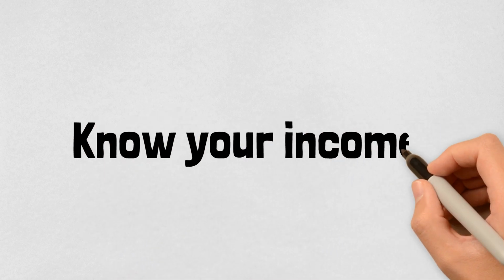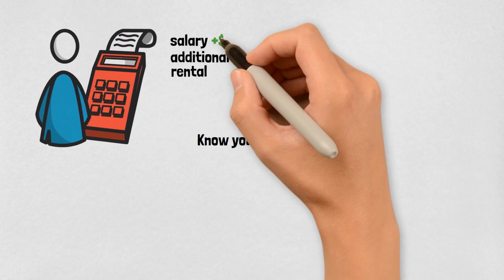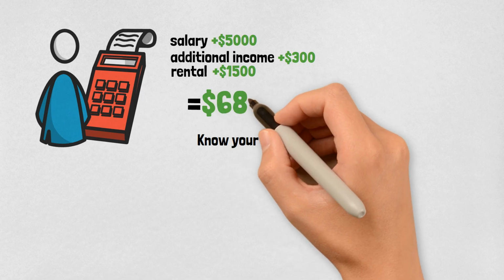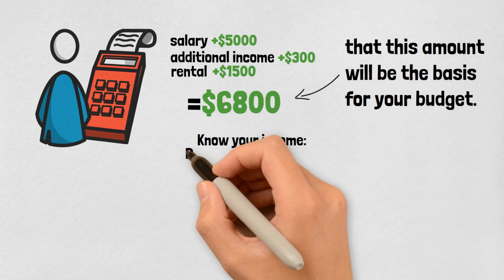Know your income. Identify your monthly income sources, such as your salary, additional income, and any other sources of money you receive on a regular basis. Write down your total monthly income and keep in mind that this amount will be the basis for your budget.